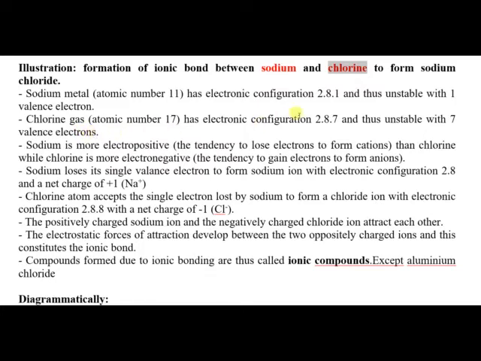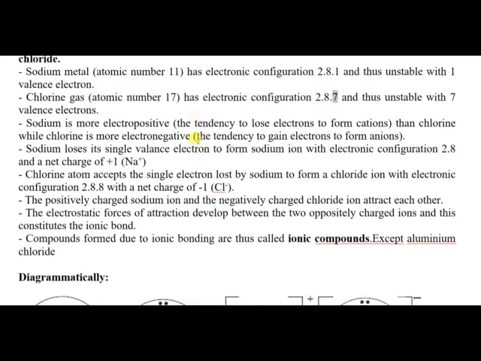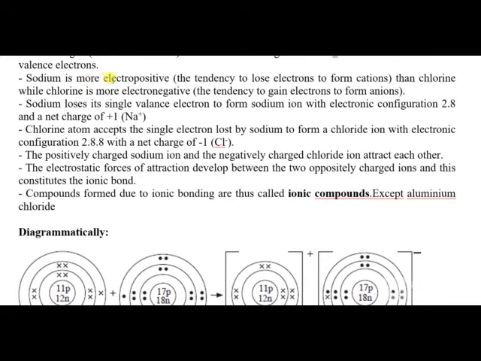But it is very difficult for sodium to gain 7. It is easier for it to lose 1 so that it becomes stable. Chlorine requires a lot of energy to lose 7 electrons, therefore it needs to gain 1 to become stable. It is easier to gain 1 electron. That's why sodium is more electropositive. Electropositivity means it is easier to lose electrons, while chlorine is more electronegative. Electronegative means it is easier to gain electrons.